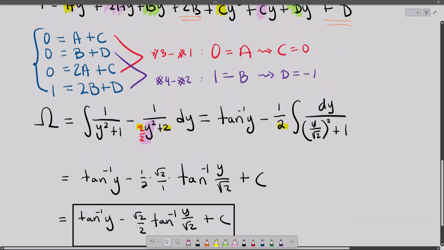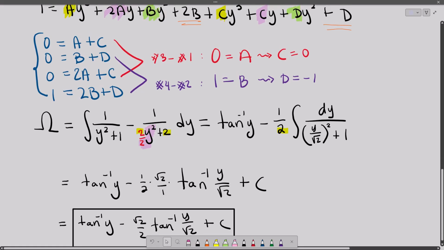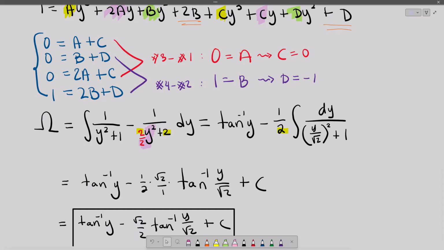All right, any questions on any step there?